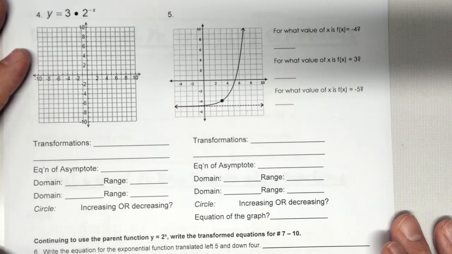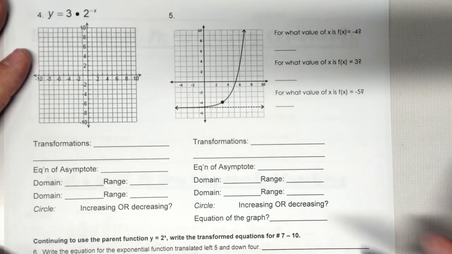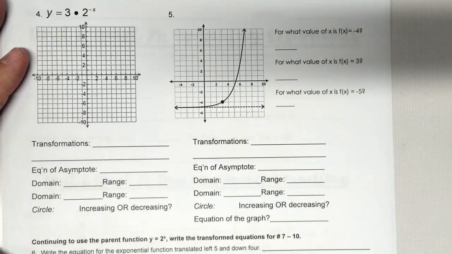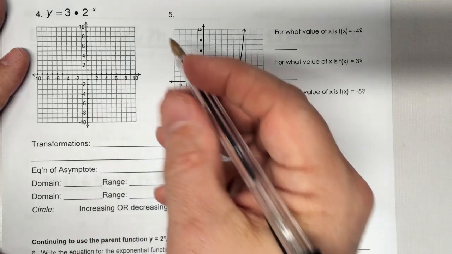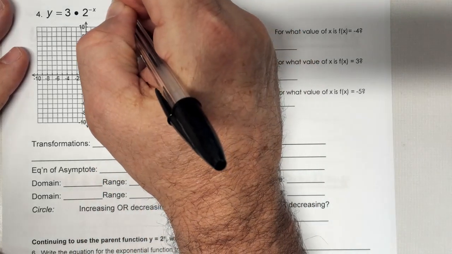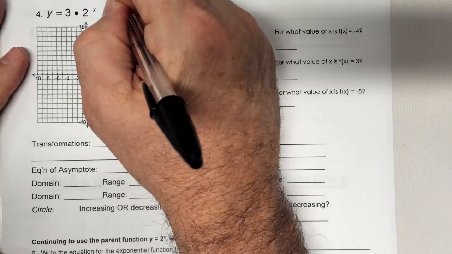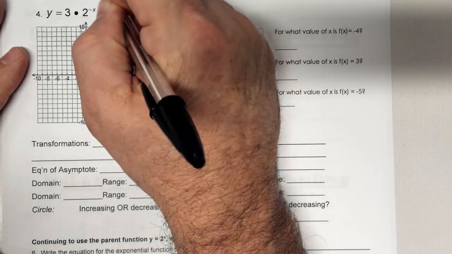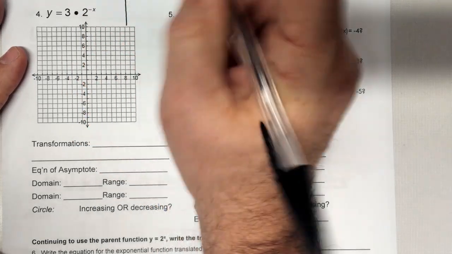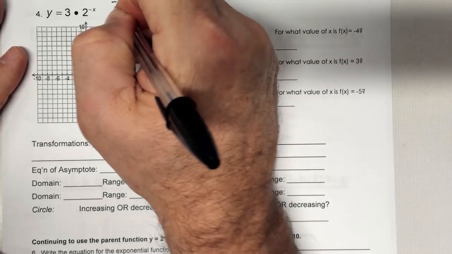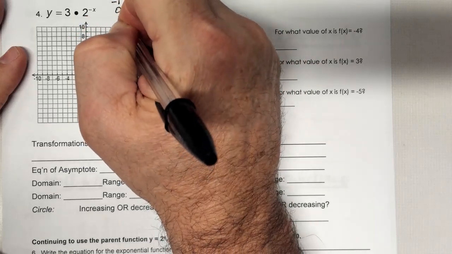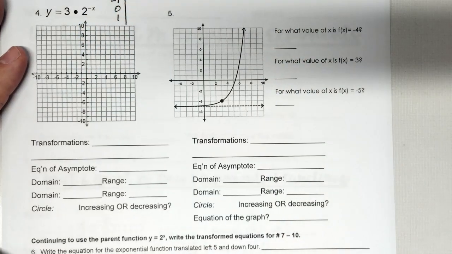Okay, so here's how we make the graph for number 4. Again, we're going to make a table, x, y, and we want to get the y values for -1, 0, 1.